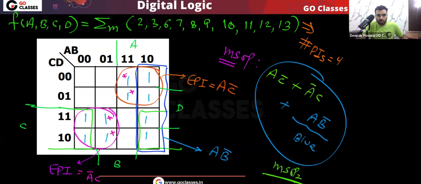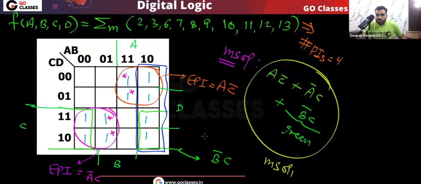Minimal SOP expression 2. Is there any other minimal SOP expression? No, that's it. These are the two minimal SOP expressions. Okay, and now you can see, in this minimal SOP expression, the function depends on variables a, c, b, correct? And you can also look at this minimal SOP expression. Here also the function depends on a, c, b.